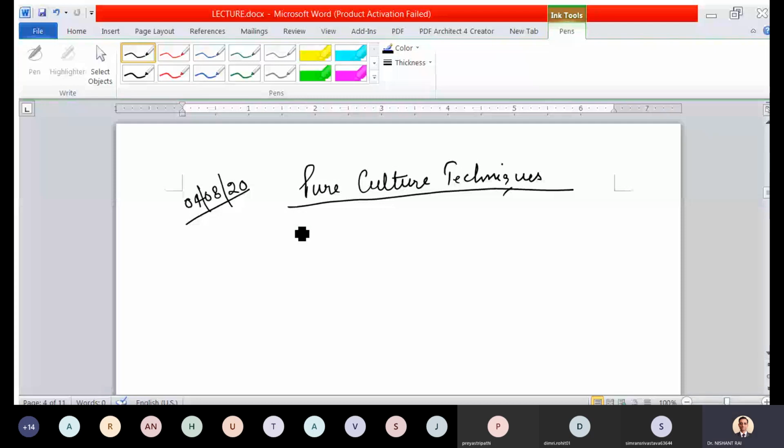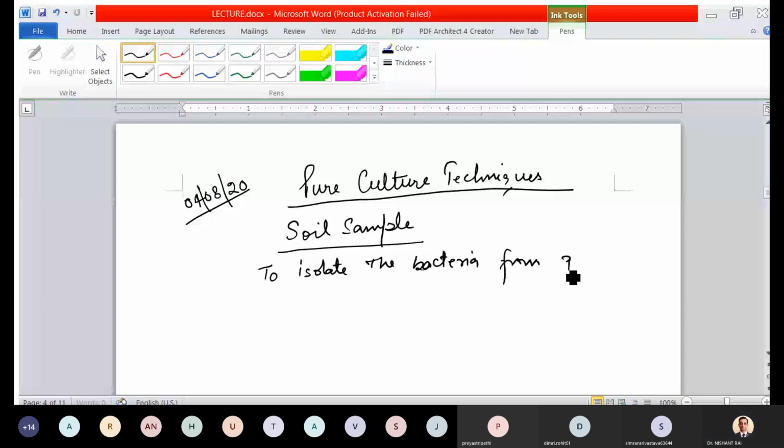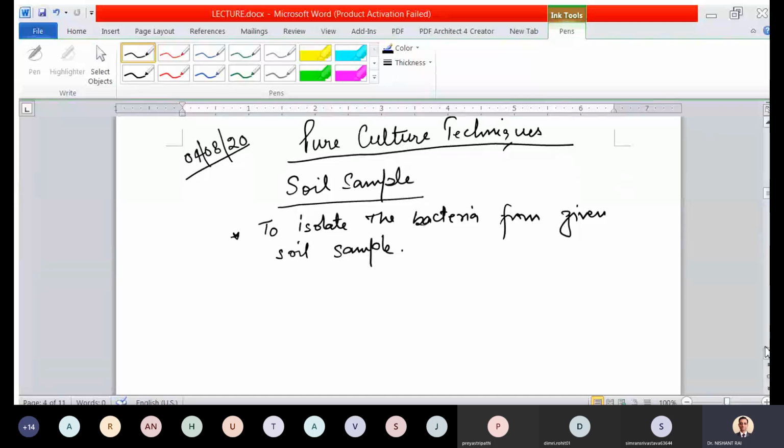Now let us suppose I'm taking an example so that you can understand the concept. Let us suppose we have a soil sample. Okay. Now the idea, or the objective, is to isolate the bacteria from the given soil sample, right? We are trying to understand the concept using a practical approach, and definitely we do these experiments in the laboratory. Note that here I have selected a soil sample. The sample can be anything.